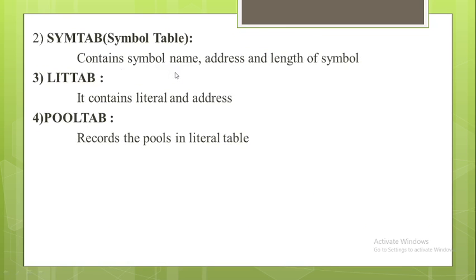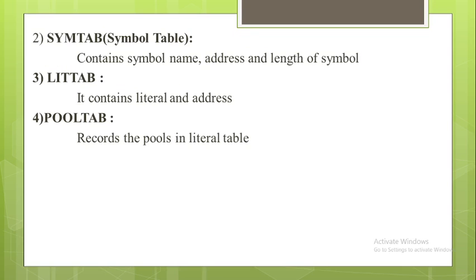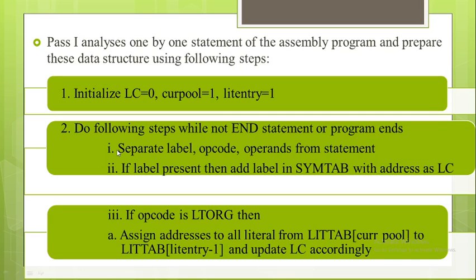Now the second data structure that pass 1 of the assembler is going to use is the symbol table, which contains the symbol name, address and the length of the symbol. The next data structure it is going to maintain is the literal table, which contains the literal and the address. And at the last, the data structure pool tab is going to maintain the records of the pools in the literal table. Now, pass 1 is going to analyze the assembly program statement by statement, and it is going to prepare these data structures using the following steps.